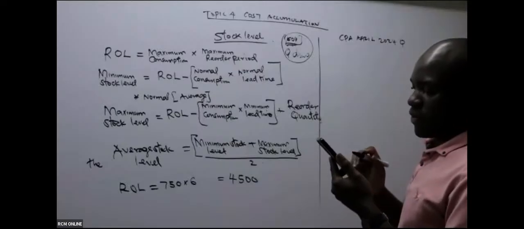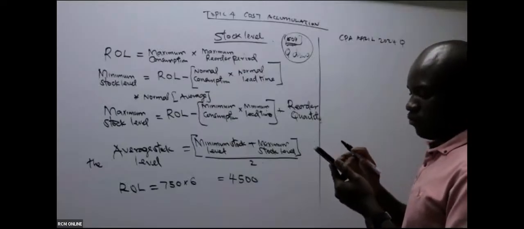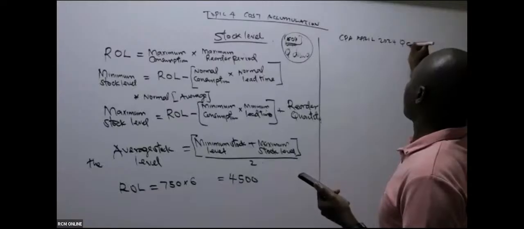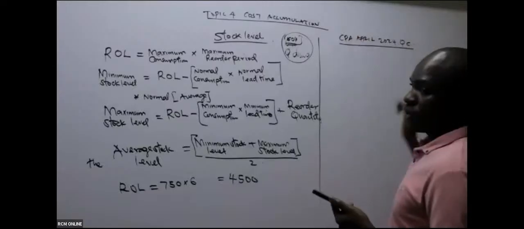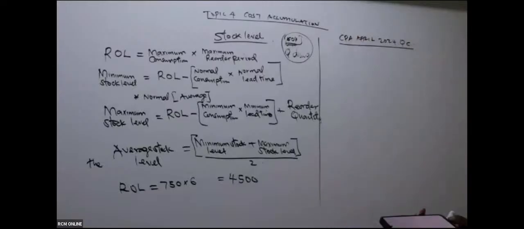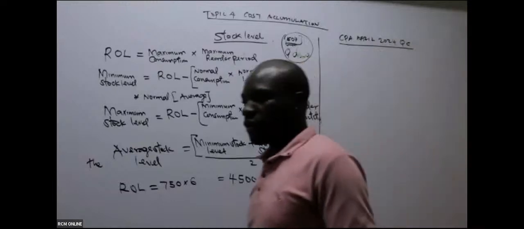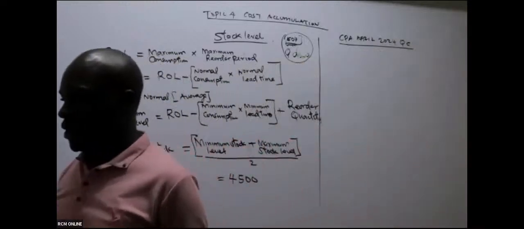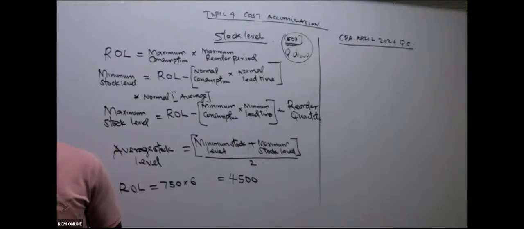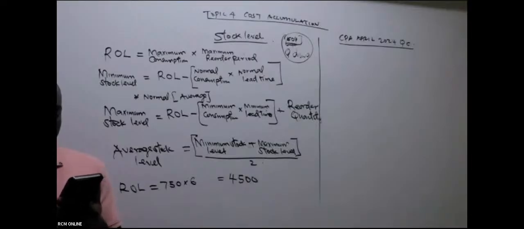Question number 3. Question number 3C. Very fast. Have you been able to access the question? CPA April 2024, Question number 3C.